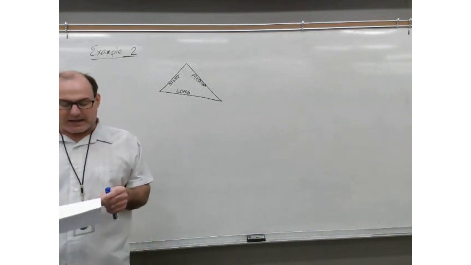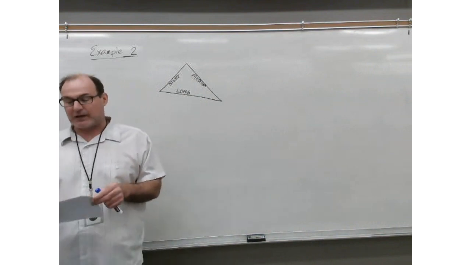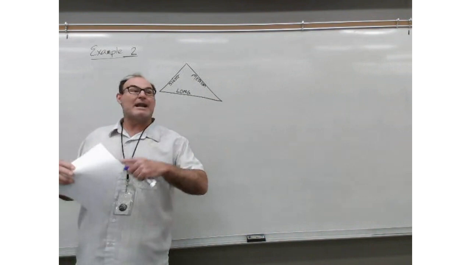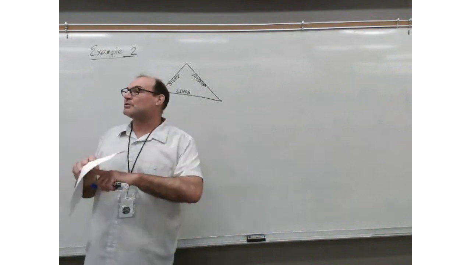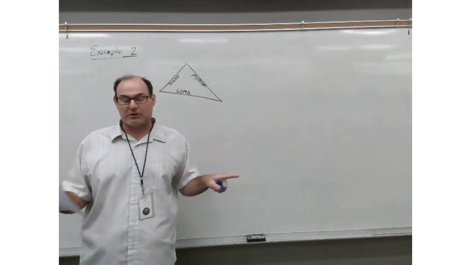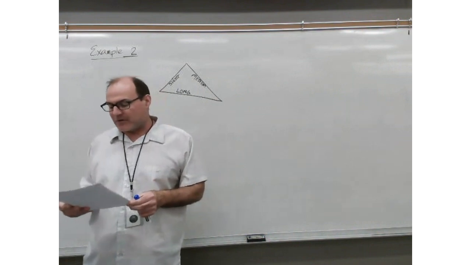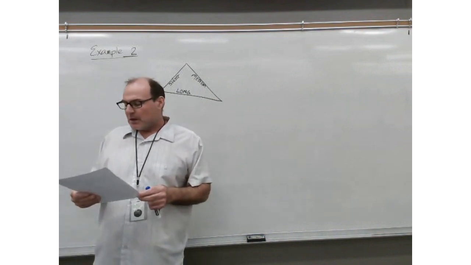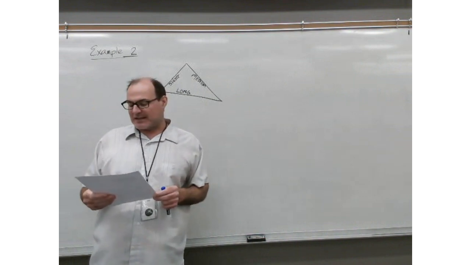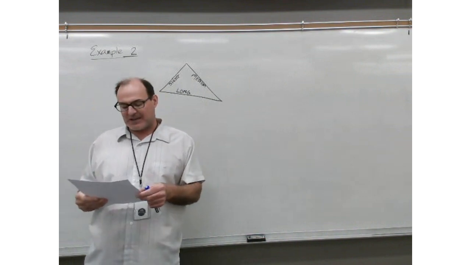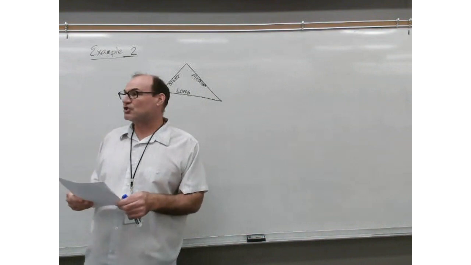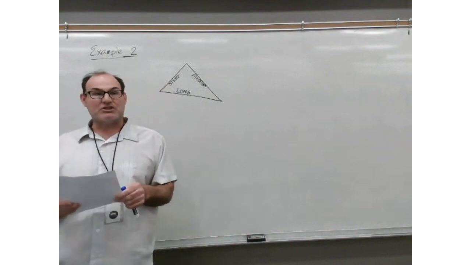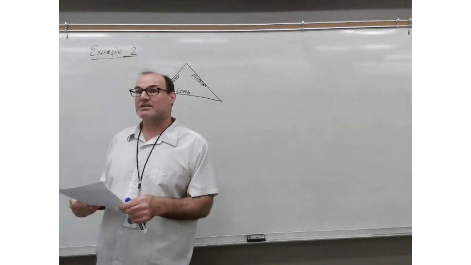So example 2 says the perimeter of a triangle. So again, perimeter, we're going to add up all the sides. That is absolutely no different no matter what figure you're dealing with. So the perimeter of a triangular plot of land is 2,400 feet. Now we get some relationships. The longest side is 200 feet less than twice the shortest. So there's a relationship between the longest and shortest.